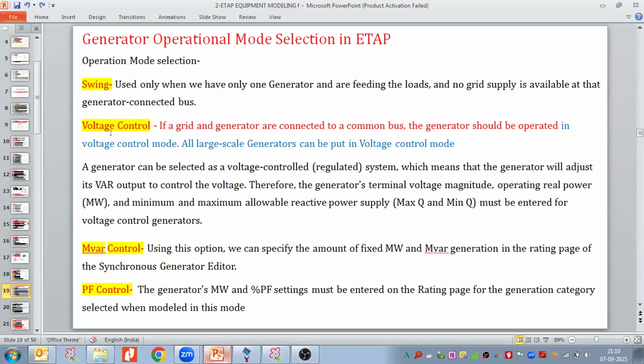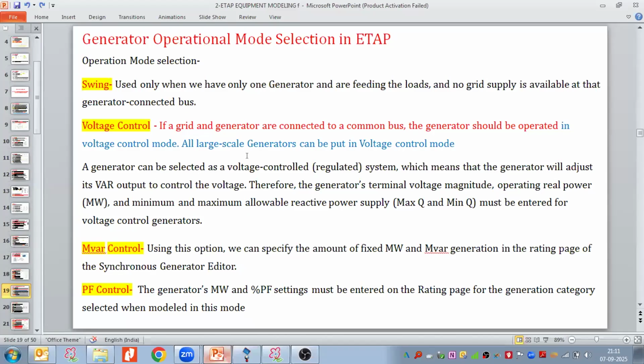Now let us see the meaning of voltage control mode. If a grid and generator are connected to a common bus bar, the generator should be operated in the voltage control mode and the grid will operate in the swing mode. All large scale generators can be put in voltage control mode. Large, megawatt-scale generators we generally take under voltage control mode so that they can regulate their output terminal voltage. By adjusting the reactive power, they can maintain their terminal voltage at 100%. So we generally take the generator in voltage control mode.